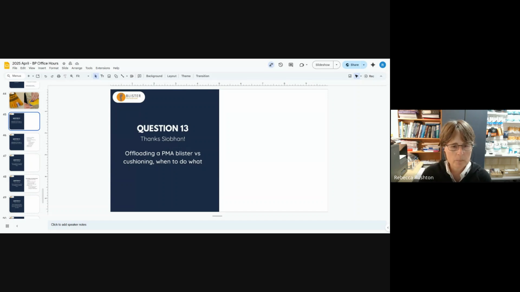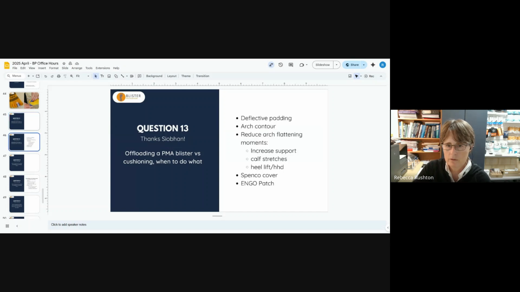Siobhan asked, offloading a PMA blister versus cushioning, what to do when? PMA I'm taking as plantar medial arch, and I've assumed, perhaps incorrectly here, Siobhan, that we're using an orthotic. So apologies if that's not the case. But deflective padding, I find it's difficult to make this comfortable in the plantar medial arch. So deflective padding is something I don't do often.